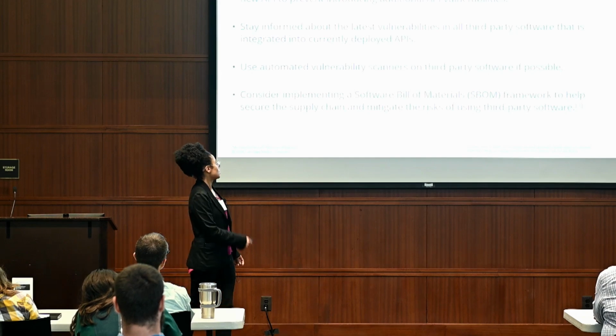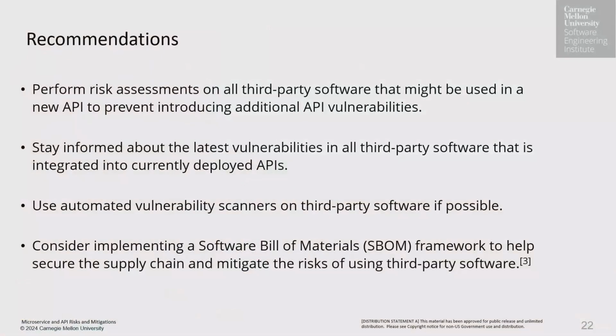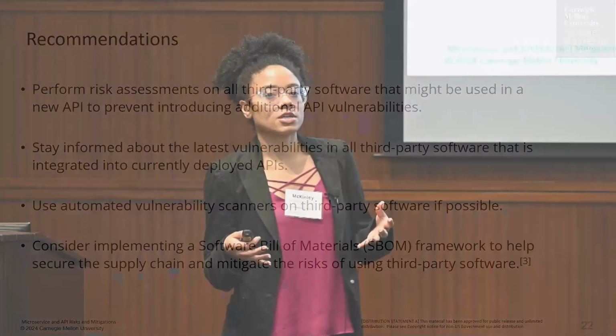And also consider implementing a software bill of materials framework that has been mentioned so many times over the past couple of days, but that could help secure your supply chain and make sure that there is at least documentation of all of the software that you are putting into your APIs.